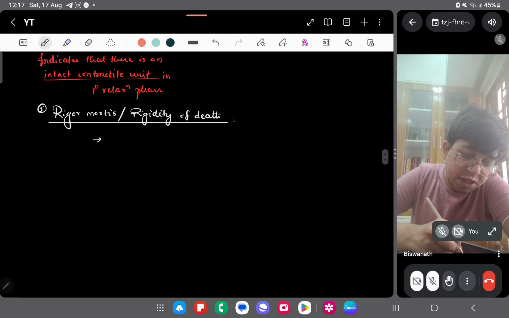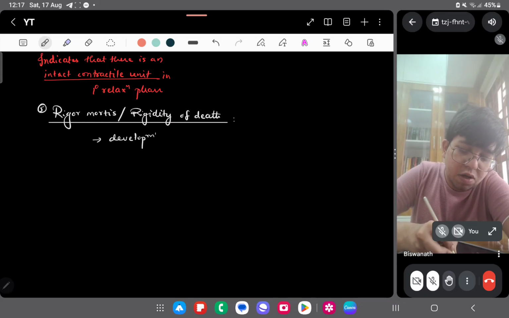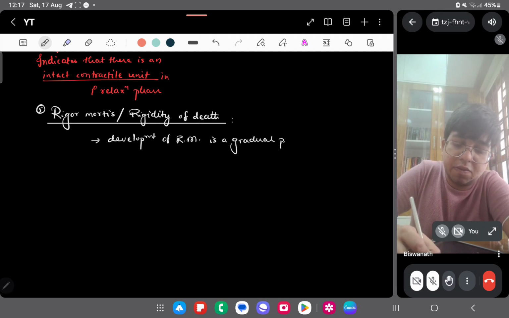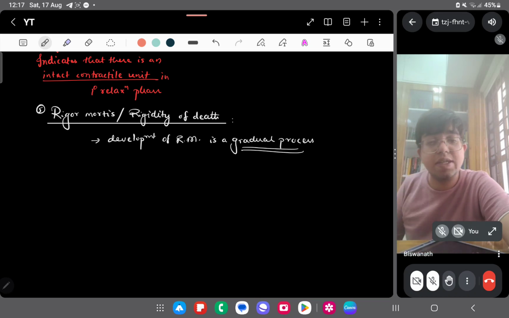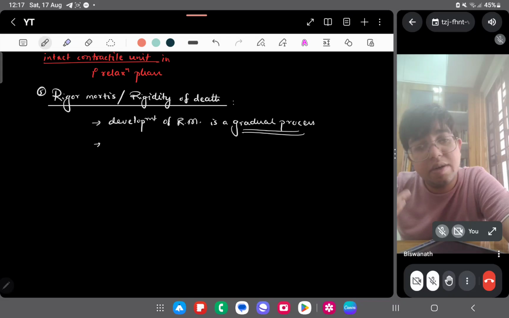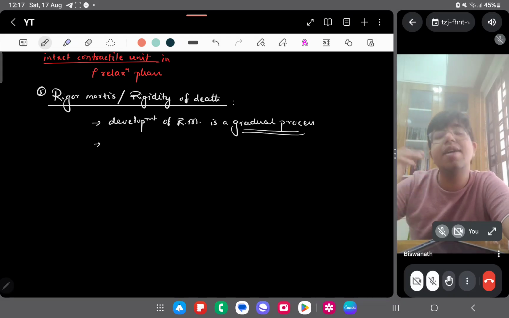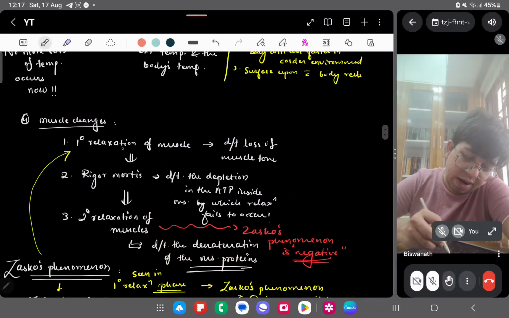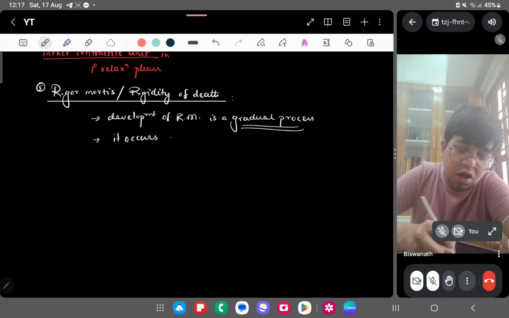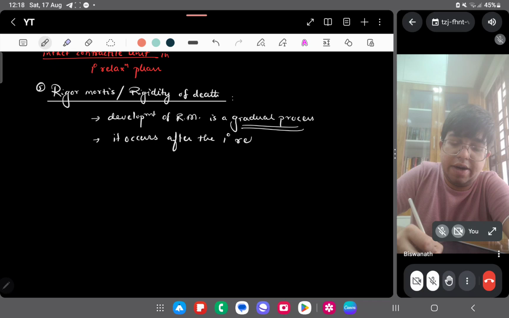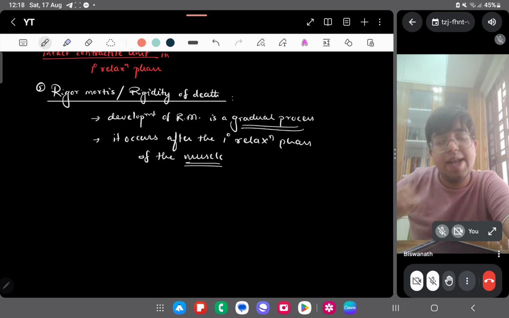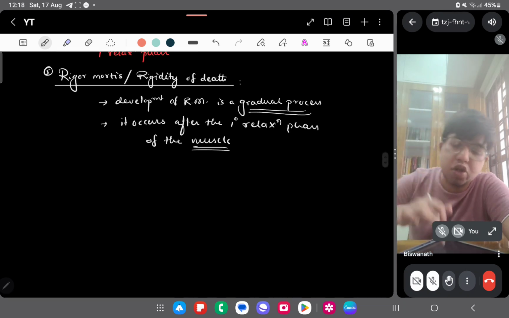We'll read about that. So first thing you write, development of rigor mortis, I am writing RM, is a gradual process. Development of rigor mortis is a gradual process, not an instantaneous process, and it is appreciated about 12 hours after death. You write that it occurs after the primary relaxation phase of the muscle, as we saw here.